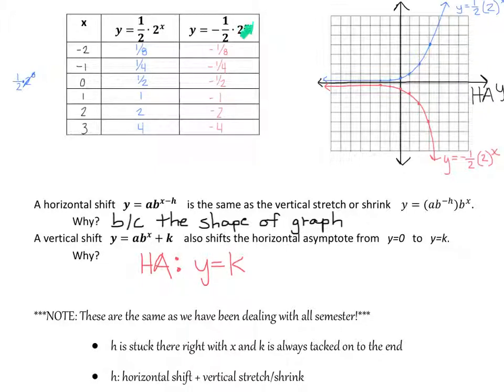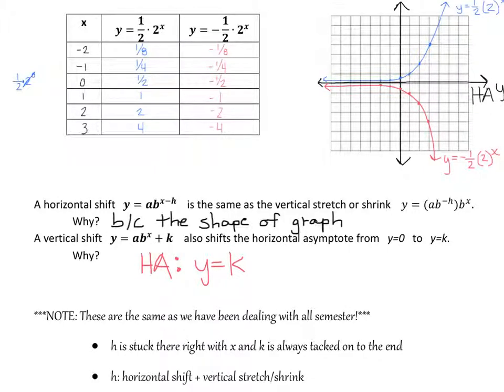On the example above, we didn't have a k. There wasn't anything hanging out the end. So k equaled 0, horizontal asymptote equals 0. If there's a 7 hanging out the end, what will your horizontal asymptote be? 7. Okay, so you know your graph is shifted up 7.